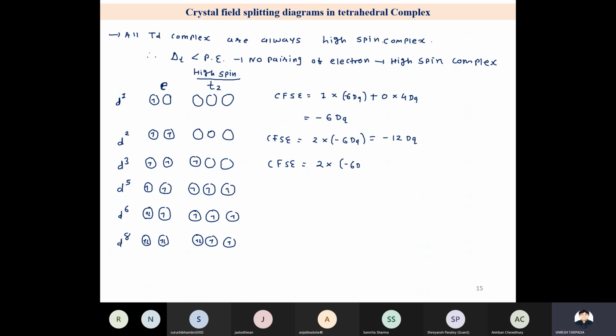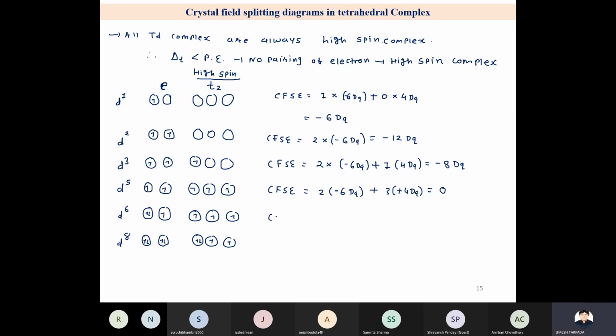What about d3? 2 into minus 6 Dq plus 1 electron in T2 multiplied with 4 Dq, since its energy increases by 4 Dq. So your answer becomes minus 8 Dq. What about d5? What is the crystal field stabilization energy? It is 0. Yes, 2 into minus 6 Dq, because the orbitals are symmetrically filled, and again 3 into plus 4 Dq. So it becomes 12 minus and 12 plus, so it becomes 0.